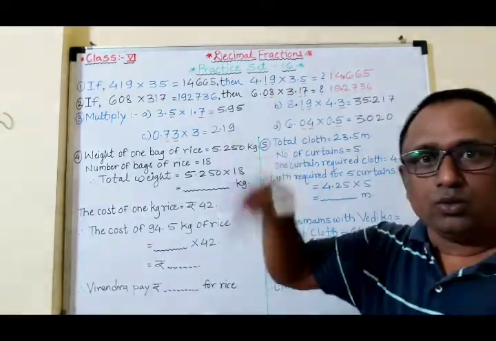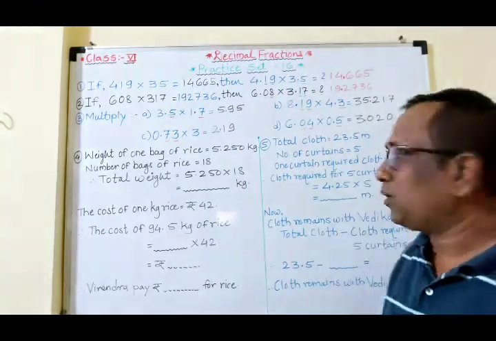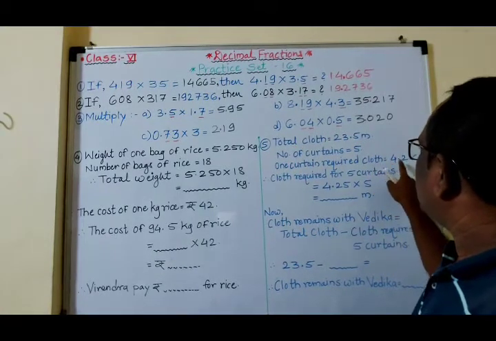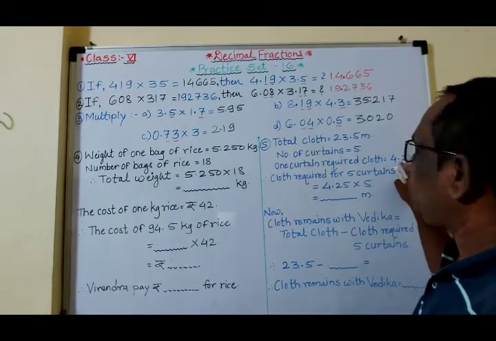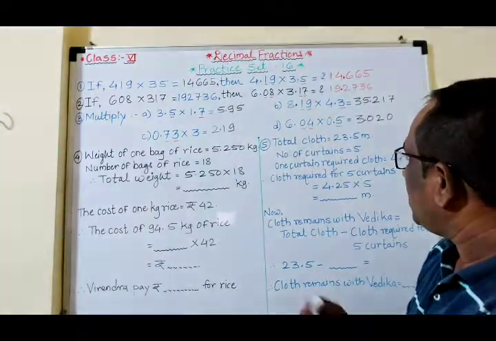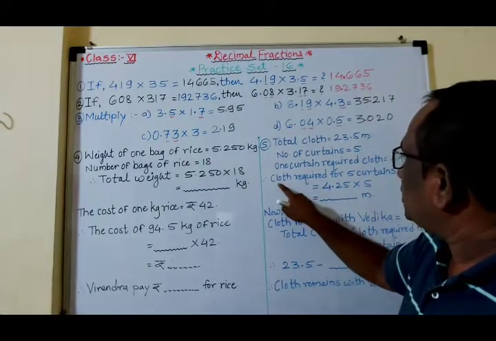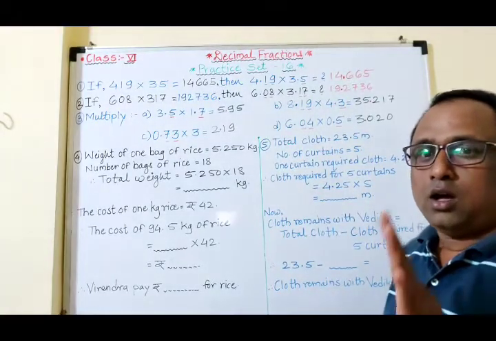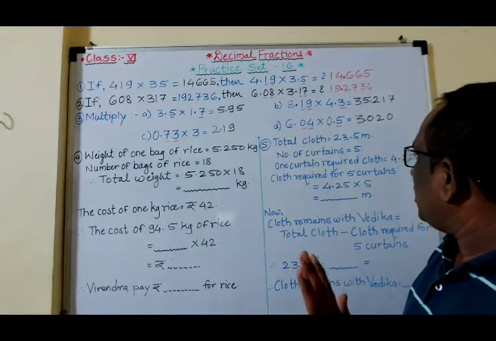Okay, curtains, you know, windows and doors having curtains. One curtain requires cloth of 4.25 meters. So now what we have to find first is the cloth required for 5 curtains. The cloth for 5 curtains we have to find out.